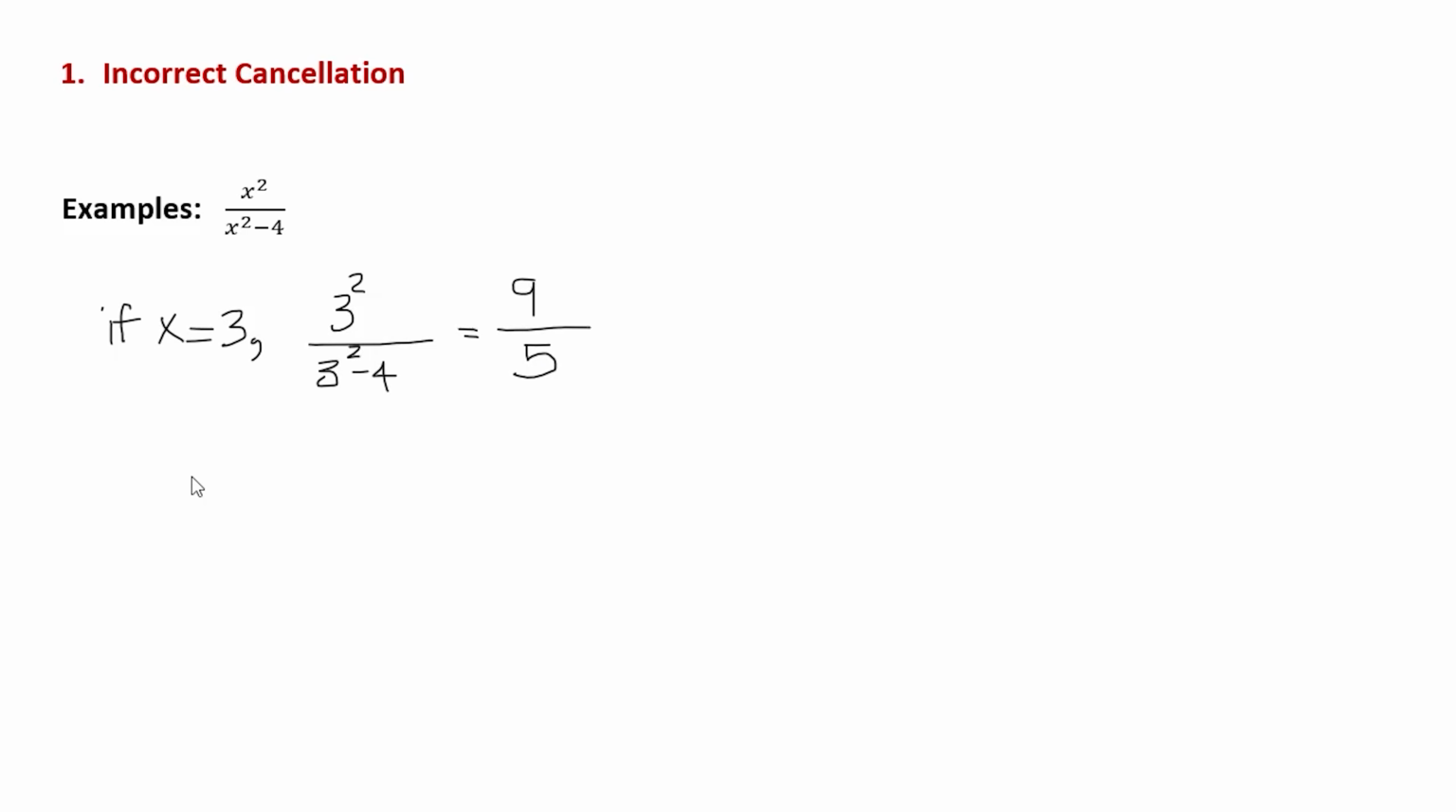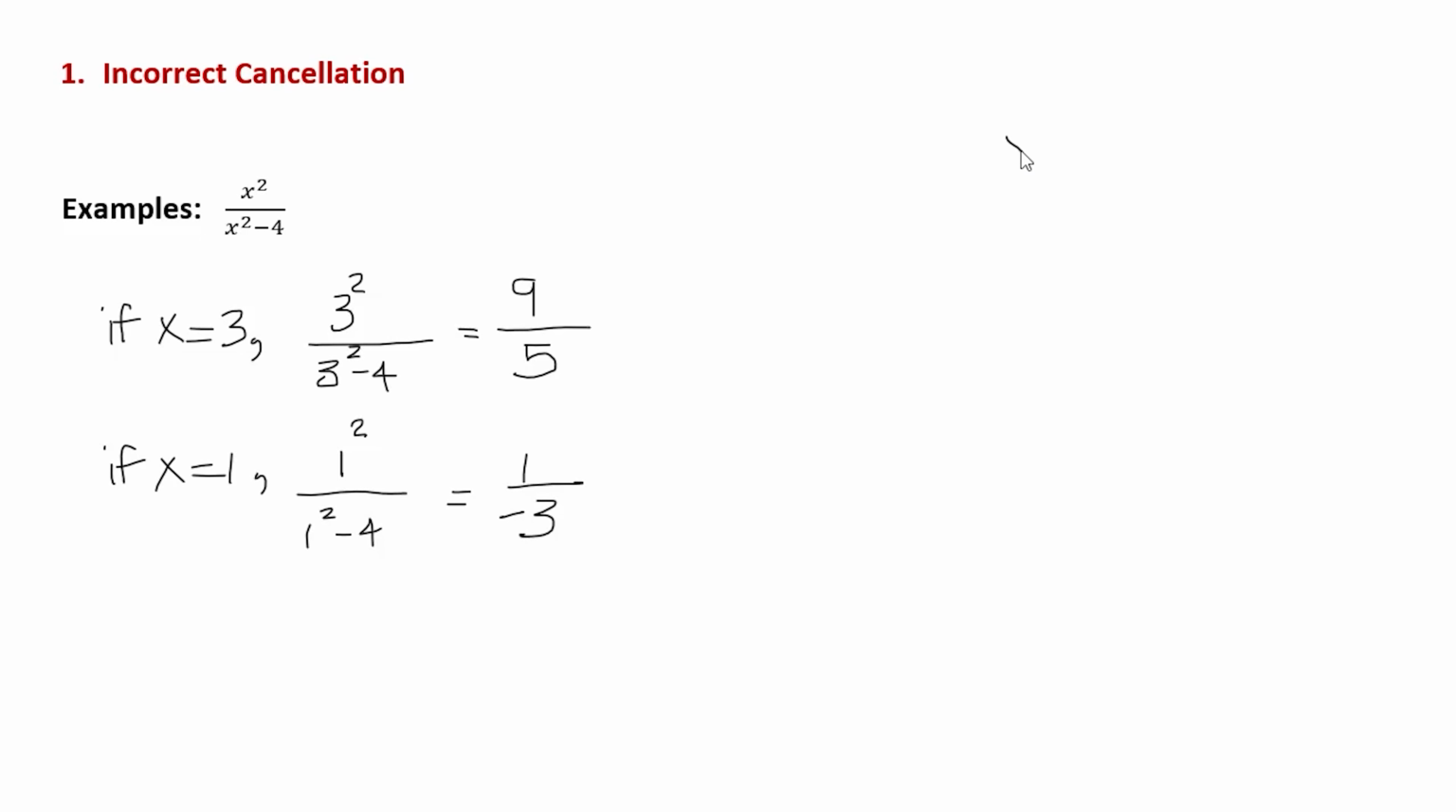Well, what if x equals 1? Well, then I'll have 1 squared in the numerator and 1 squared minus 4 in the denominator, and that'll be 1 all over -3, or -1/3.